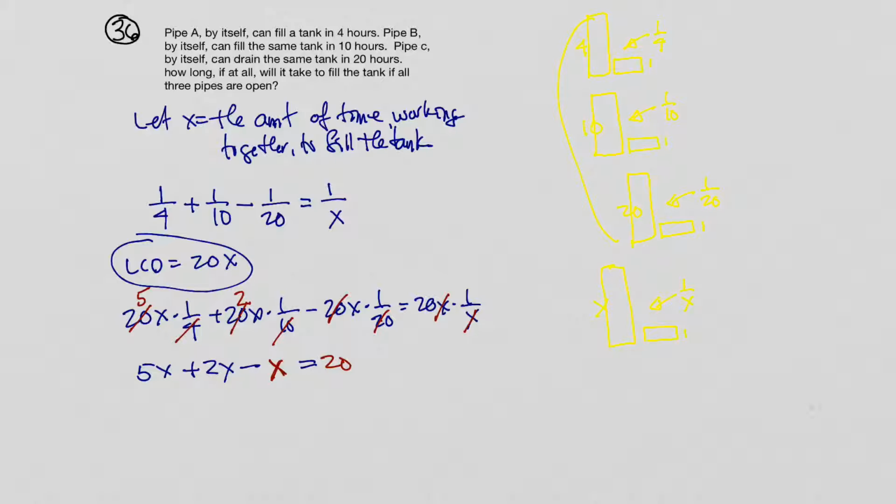So let's add up these x's. We got 5 of them, and 2 of them is 7, minus 1 is 6 x's. So we got 6x equal to 20. Divide by that 6, and we get x equals 20/6. Let's reduce: 10/3, which turns out to be 3, since 3 goes into 10 3 times with 1 left over. So let's conclude that we can fill up the tank with all these pipes open in 3 1/3 hours.